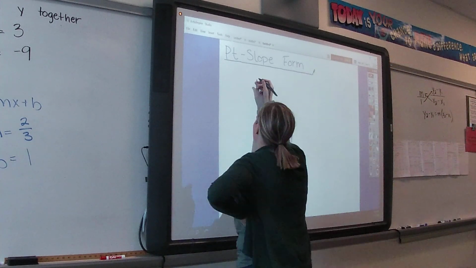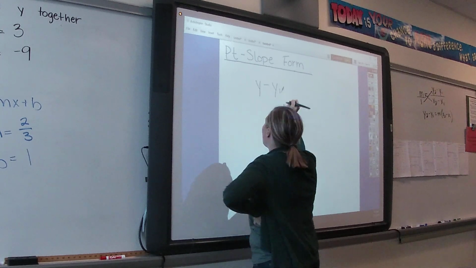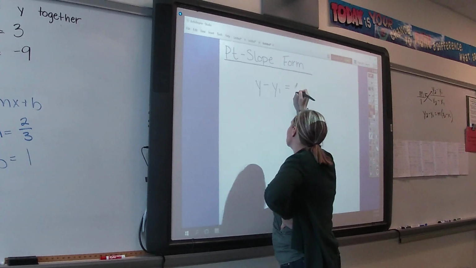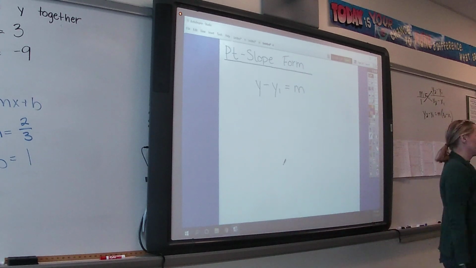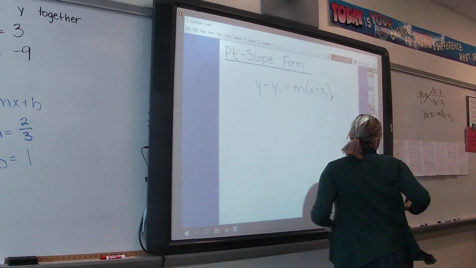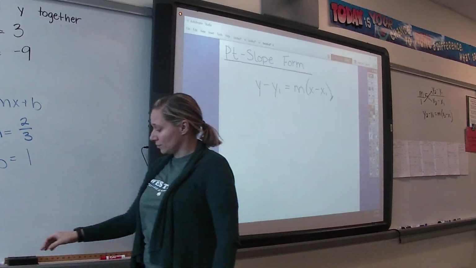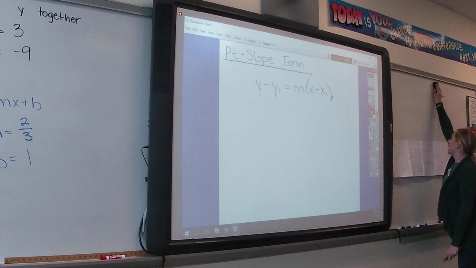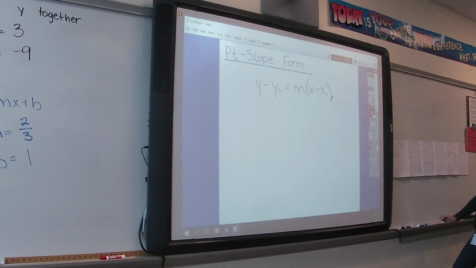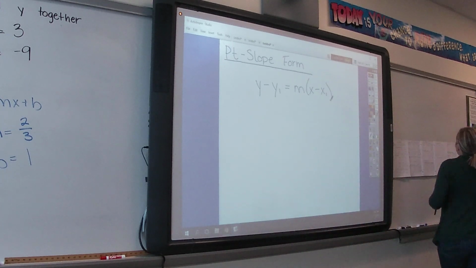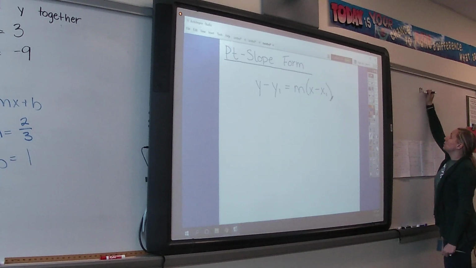Okay, point slope form says y minus y sub 1 equals m times x minus x sub 1. It's weird. Now, it isn't just completely random. So the old dead men did actually have a reasoning. Is that y1? Y sub 1. Okay, and what is the formula for slope?